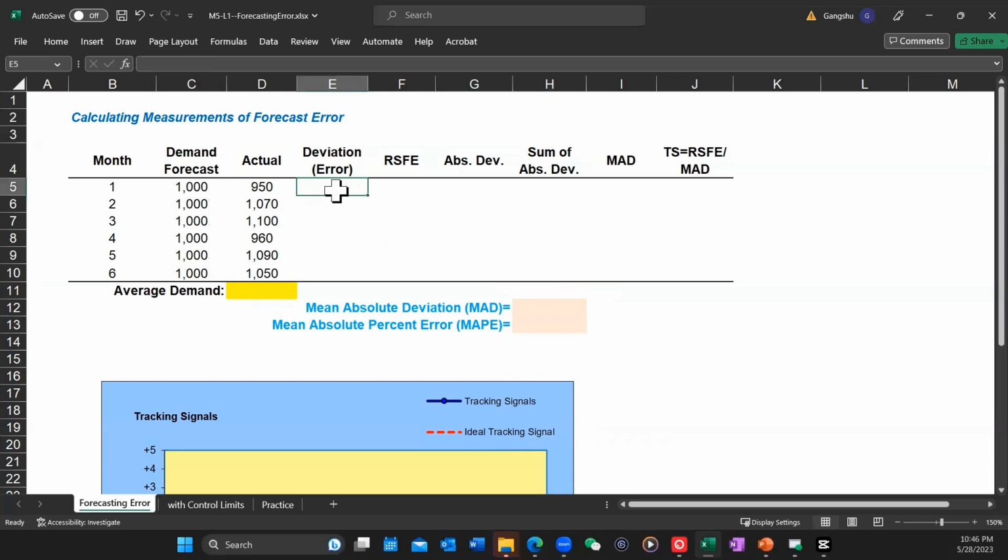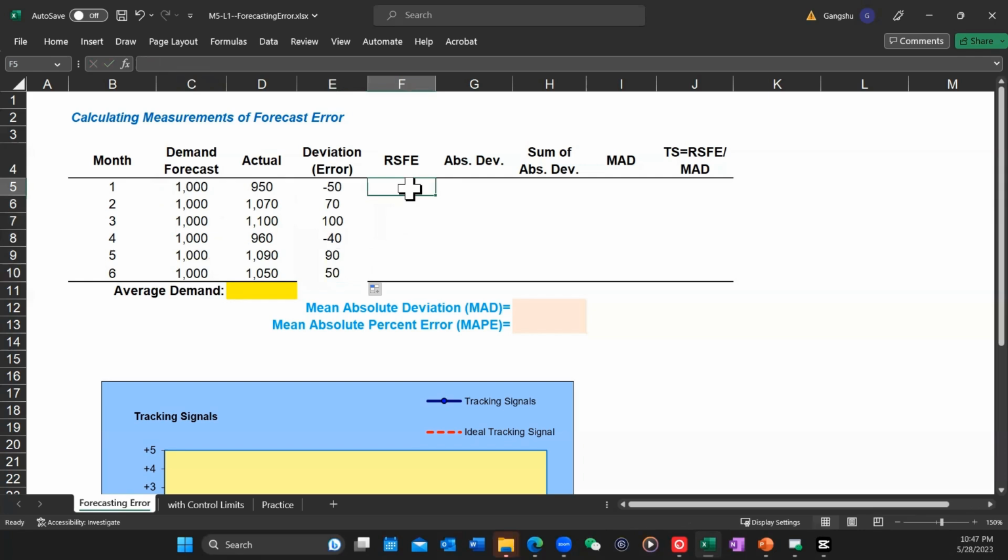The first one is to get the deviation, which will be equal to the actual demand minus the forecasted demand. And we say yes. After that, we just pull down the cell to fill all data points. So we have the deviation for every single month here.